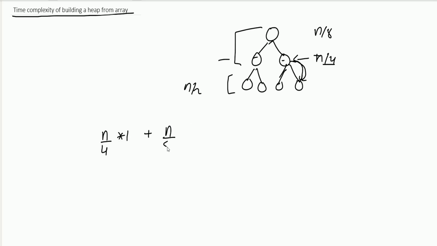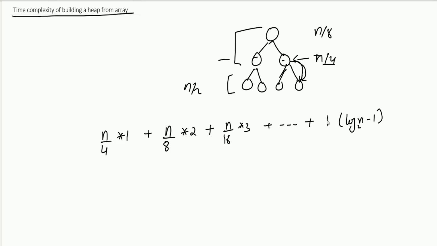In the nodes above this level, there will be n by 8 nodes, and those can go 2 levels down. So heapify can be called at most 2 times, and this goes on till we reach the root node, which can go down log n minus 1 times. The height of the tree is log n. There are a total of n nodes. So log n minus 1 times it can go down.